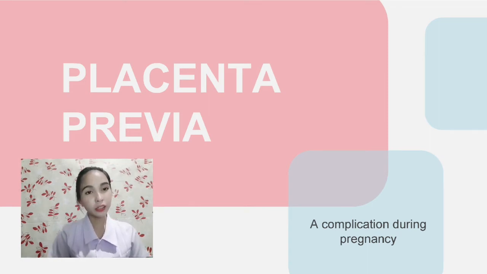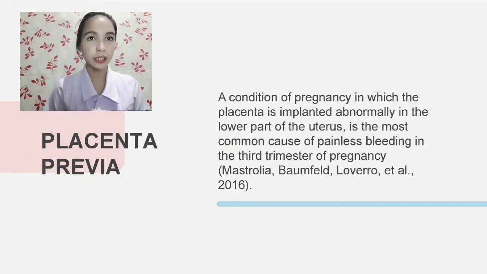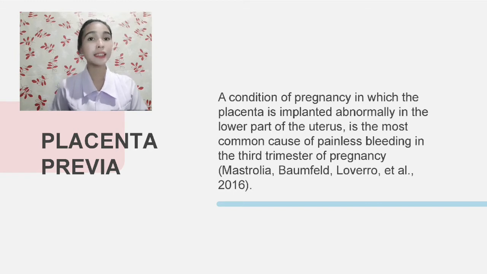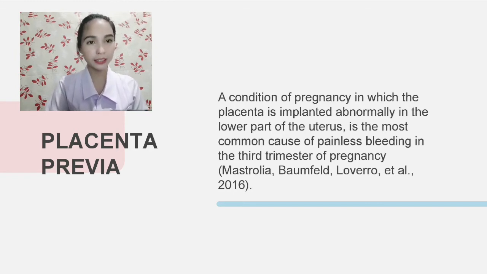So, today I'm going to talk about a complication during pregnancy, which is called Placenta Previa. So, what is Placenta Previa? According to Mastrolia and Baumfeld, it is a condition of pregnancy in which the placenta is implanted abnormally in the lower part of the uterus. It is the most common cause of painless bleeding in the third trimester of pregnancy.